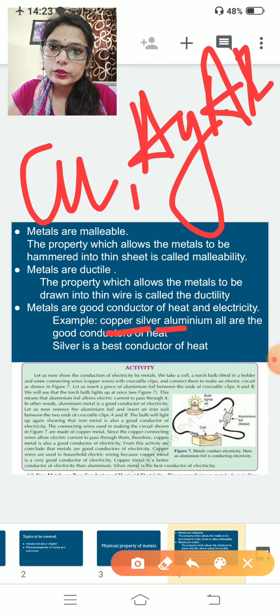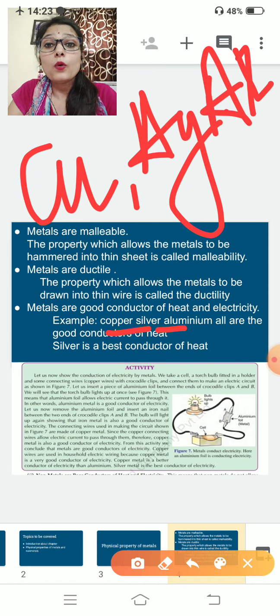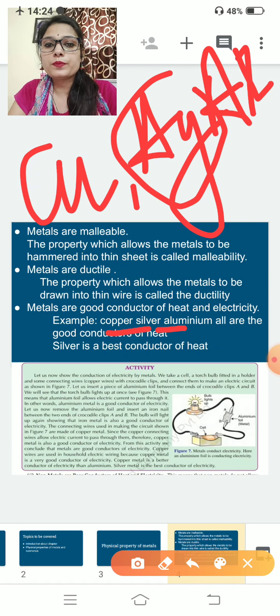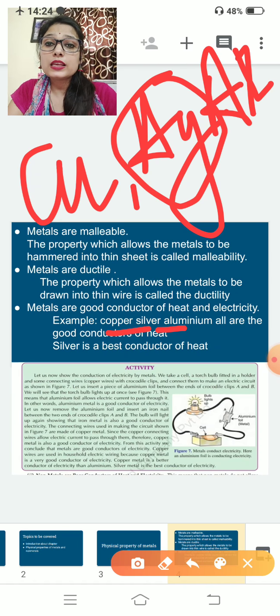These all are good conductors of heat and electricity, but which one is best? Silver is best. And what is the symbol of silver? The symbol of silver is Ag.